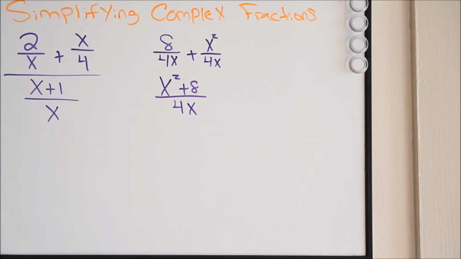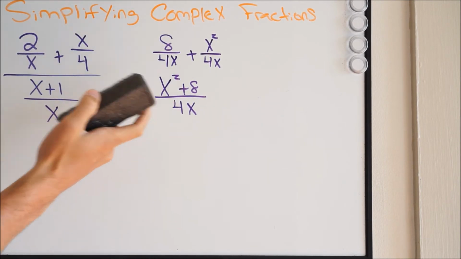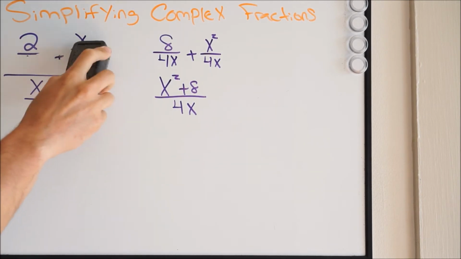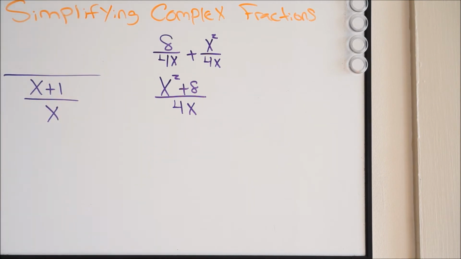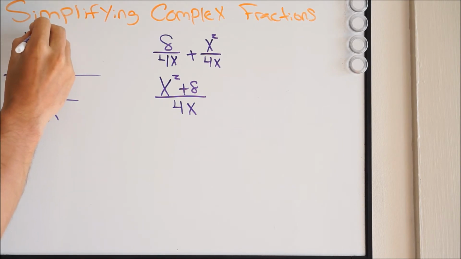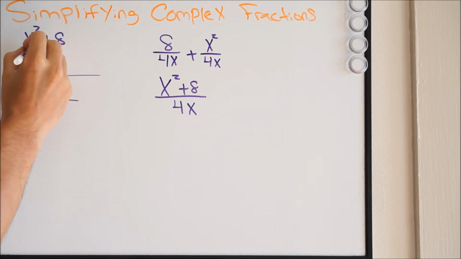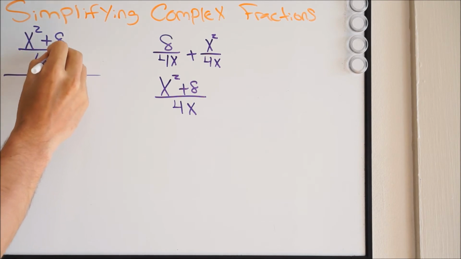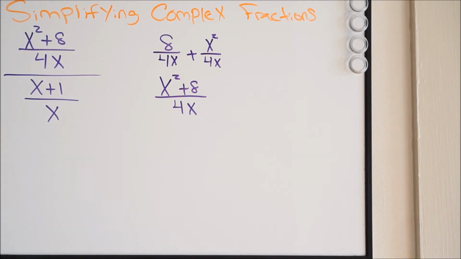Let's go back now to the original problem, and since we just determined what this was, I'm going to rewrite this. So we have x squared plus 8 all over 4x. Now let's work on simplifying this down. What do we need to do here? Well, we have two fractions being divided. What do you do if you have two fractions and you're doing division?